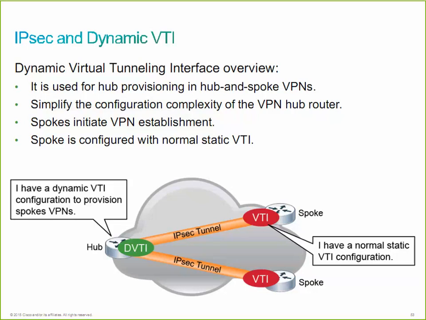On the hub router, dynamic VTIs get created as soon as the spoke peer creates an IKE session to the hub device and starts to negotiate all of those IPSec policies. All right, so in terms of the configuration, the dynamic VTIs on the hub don't actually appear as tunnel interfaces. They actually appear as virtual access interfaces that automatically get cloned from the virtual template interface.